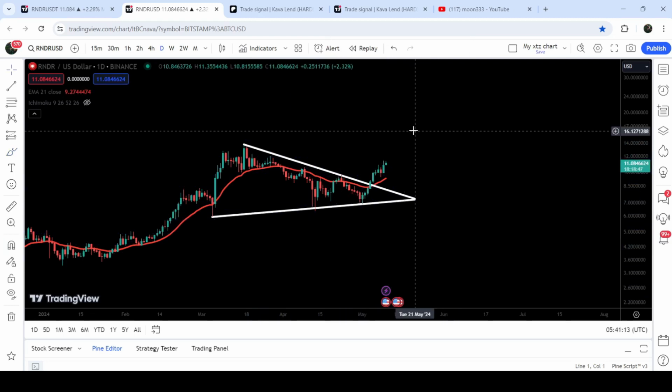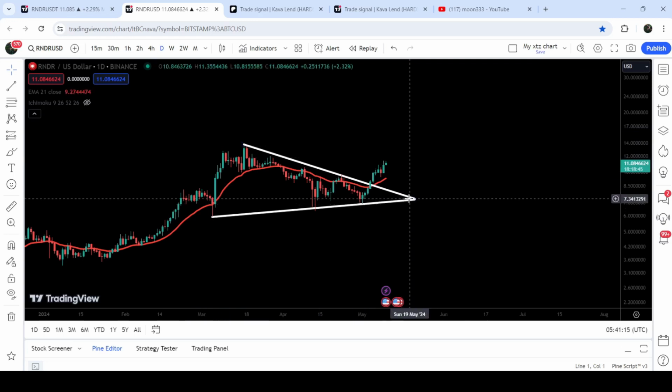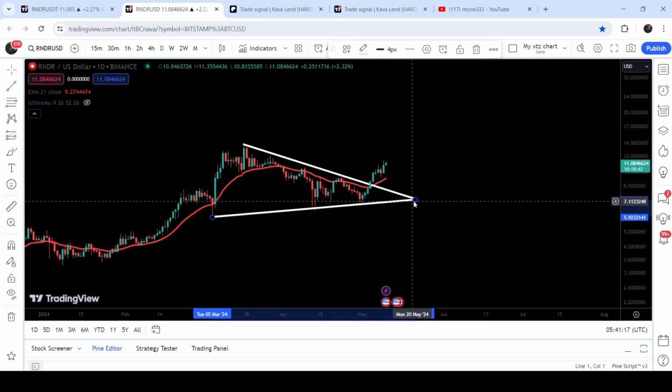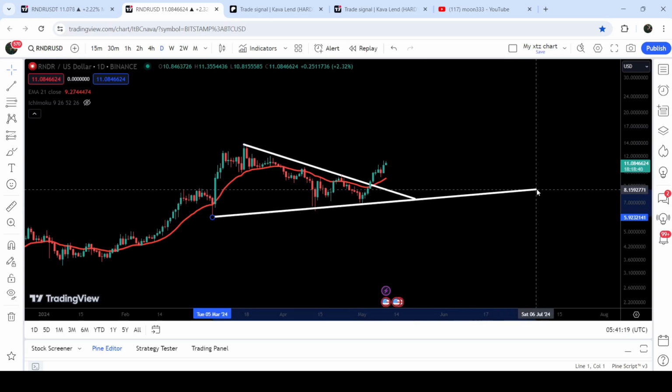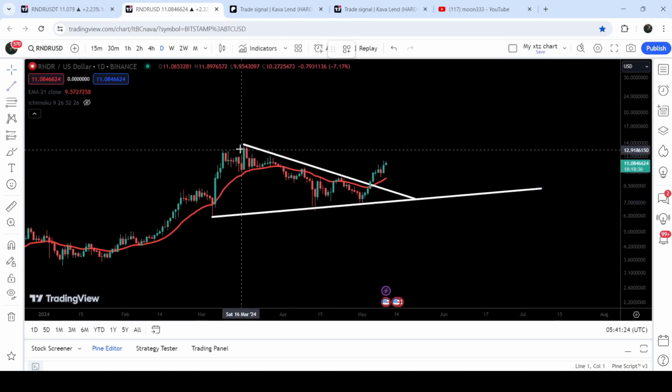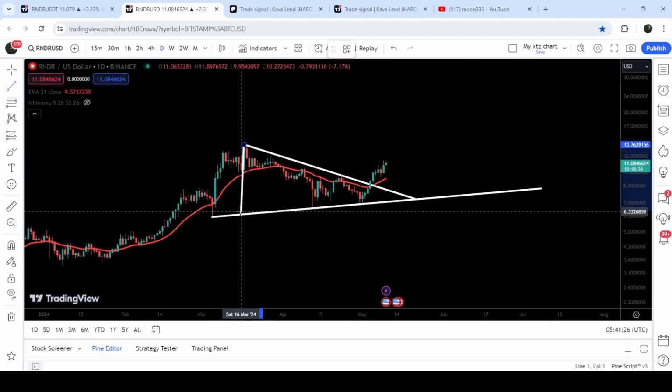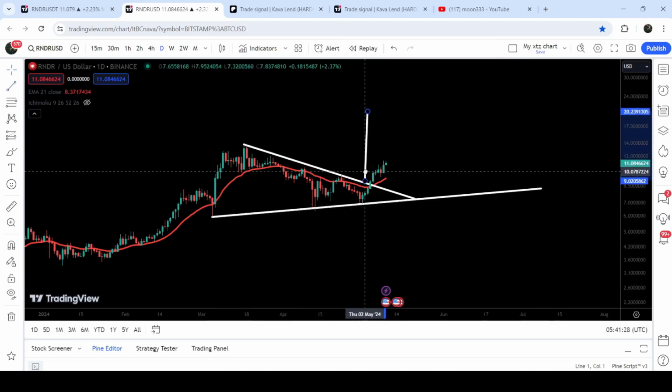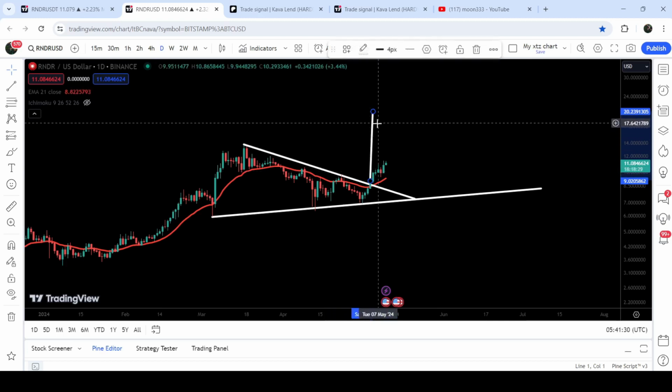And if you are trading this breakout from this triangle, then you can set your stop loss below this support, this uptrend line support of this triangle. Now let's take a look at the target for the breakout from this symmetrical triangle. The expected target for this breakout is here. That is approximately at $20.